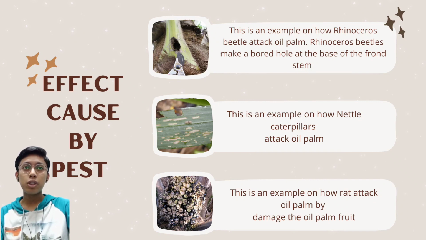The last picture shows an example of how rats attack oil palm by damaging the oil palm fruit. We know that oil palm fruit is the main food for rats, so they will damage and eat all of the fruit at the oil palm plantation.